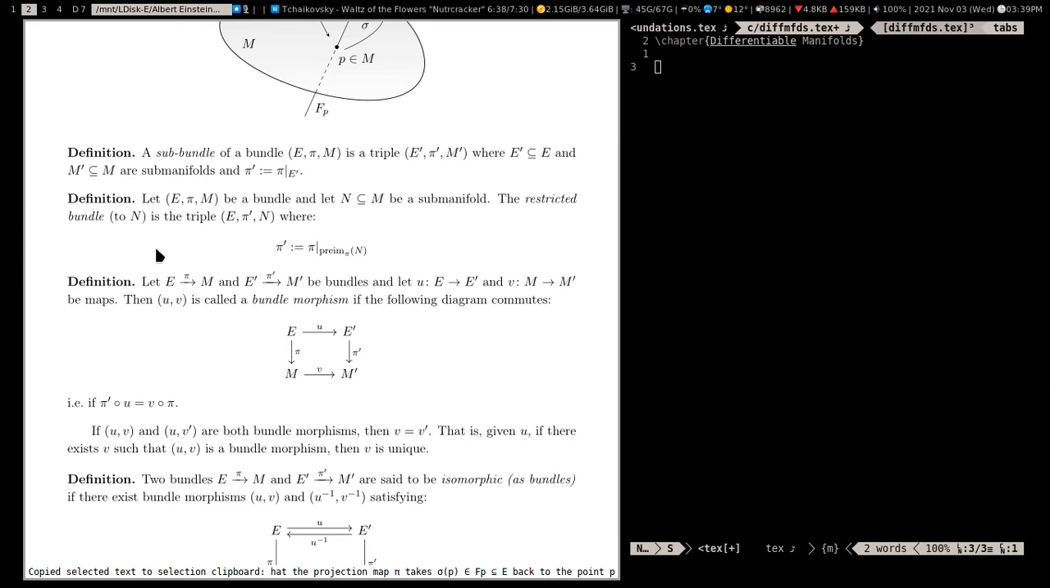Something similar, but a less strong construction, is if you have a bundle and you take a submanifold of the base space and restrict your bundle to that specific submanifold, then you have a restricted bundle, right? So if you have a submanifold, you can have another bundle where your projection map is just restricted to the pre-image of the submanifold, right?